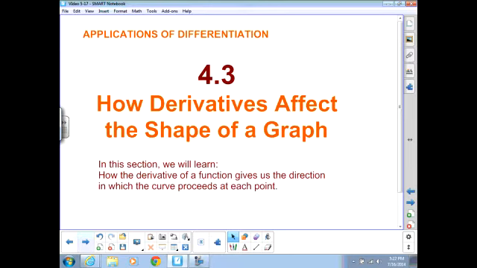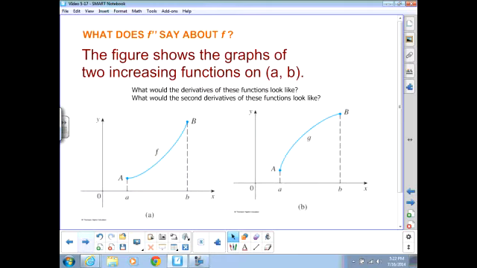Our first topic is to look at how derivatives affect the shape of the graph. We're going to focus today on the second derivative. So we have two different functions here. We've got f and we've got g. F on the left, g on the right. They are both increasing functions. We want to think about what would their derivatives look like? What would their second derivatives look like?